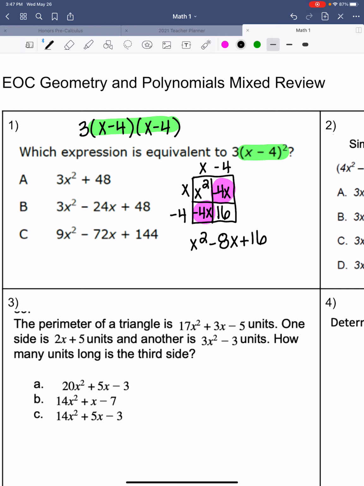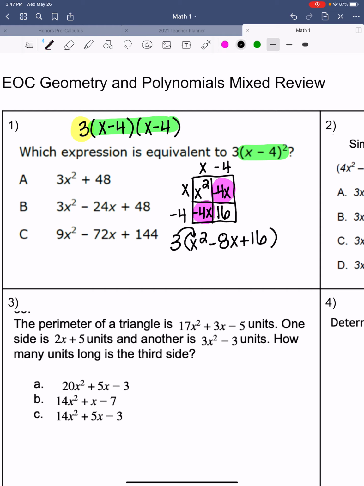Now, that answer is still not there because we still have, in the front of this parentheses here, this times 3. So we need to bring that 3 down, and we need to multiply it to the entire problem. So 3 times x squared is going to be 3x squared. 3 times negative 8x is going to give us negative 24x. And then 3 times 16 is going to give me 48. So when you do a problem like this, do the parentheses first, and then if there's anything in the front, then distribute that number.